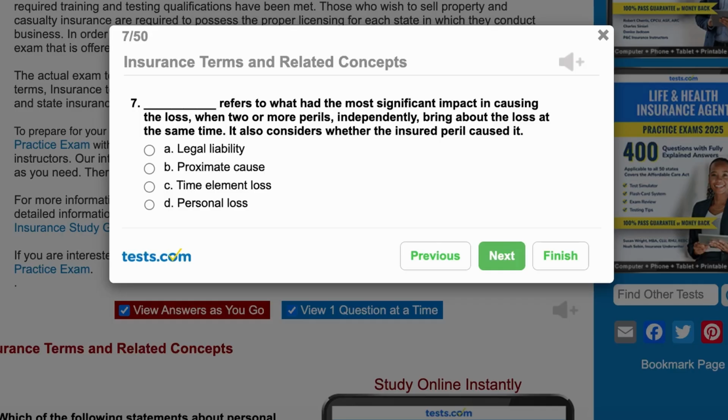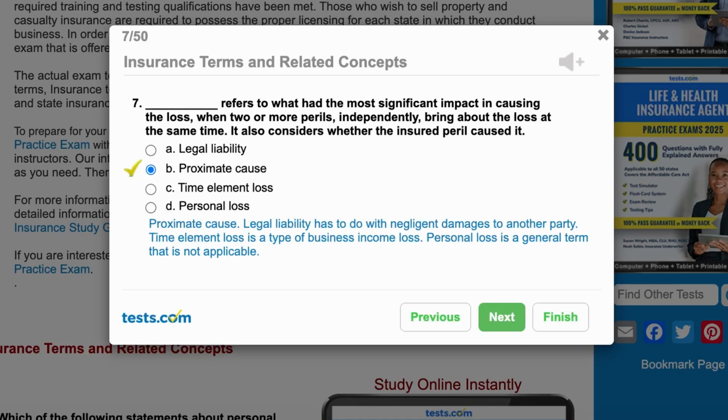A. Legal liability. B. Proximate cause. C. Time element loss. D. Personal loss. B. Proximate cause. Legal liability has to do with negligent damages to another party. Time element loss is a type of business income loss. Personal loss is a general term that is not applicable.